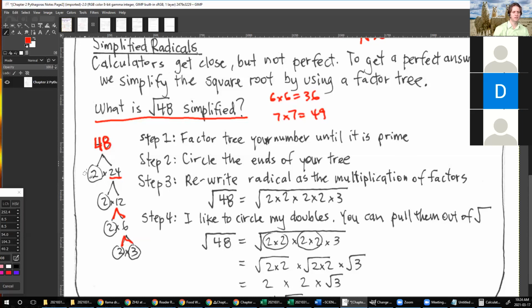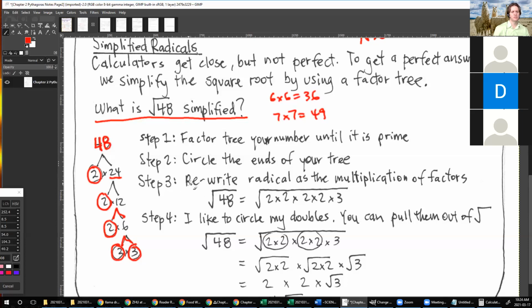Step number 2, you're going to circle the ends of your tree. So circle all the ends. We're not going to circle 24 because it's split over again. The end of the splits, that's what we're circling. And again, this is just my technique, but it works. So I'm just showing you one technique that works.